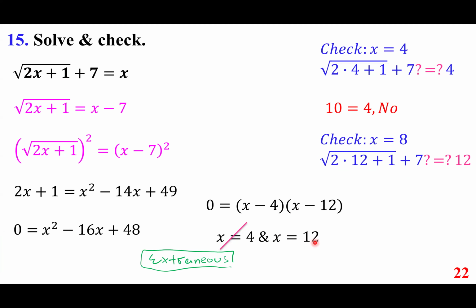So 2 times 12 plus 1 under the radical plus 7 is equal to x, which is 12. 2 times 12, 24, plus 1, 25. So this is 25, which comes out as 5. Plus 7 is 12. Yes, it works. This is the solution. You must check, especially when you raise it to an even power.